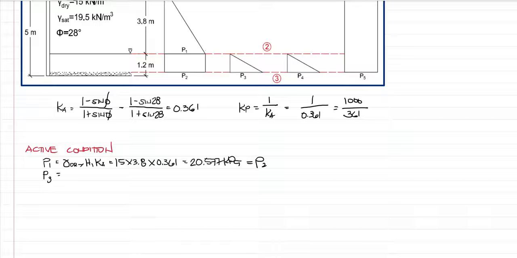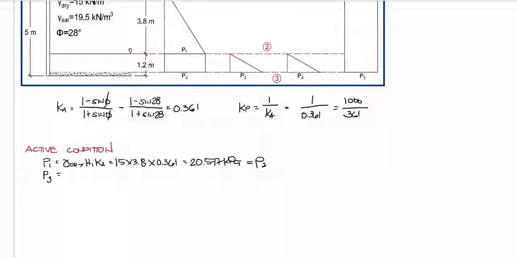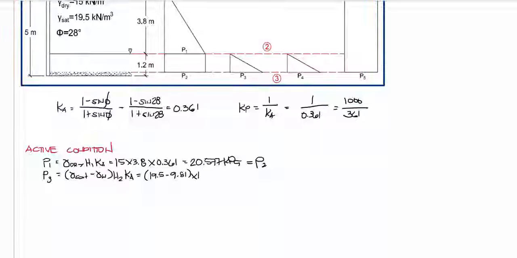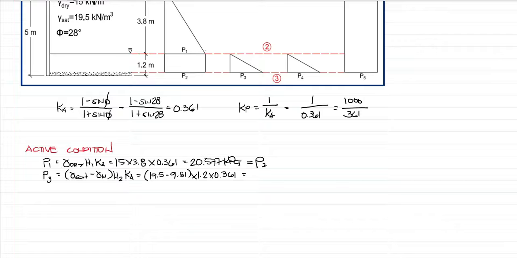Our P sub 3 will be equivalent to the lateral earth pressure nung second layer ng soil natin or yung bottom layer ng soil natin, which corresponds to the saturated soil. So, kailangan natin yung effective na value nun. So, that will be gamma saturated minus gamma ng water. Siyempre, that is times H2 times Ka. So, that will be gamma saturated is 19.5 minus 9.81 times the height 2, which is 1.2 meters, times Ka, which is 0.361. So that will be a value equivalent to 4.1977. So this is in kilopascals.